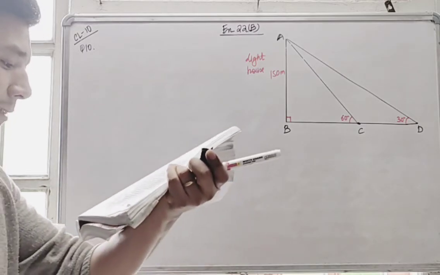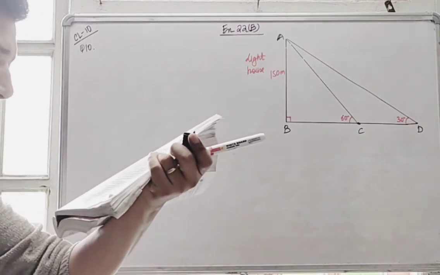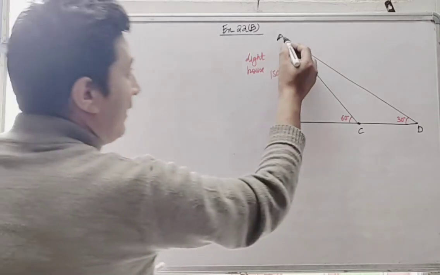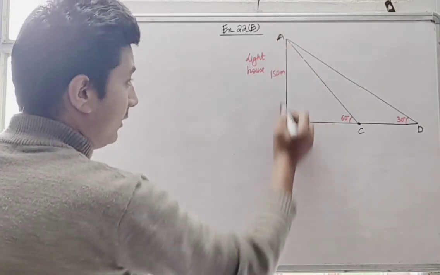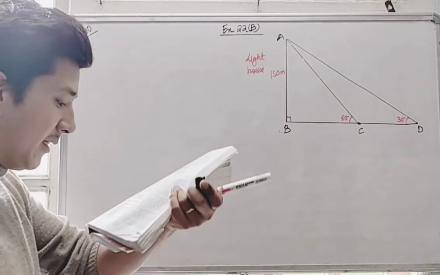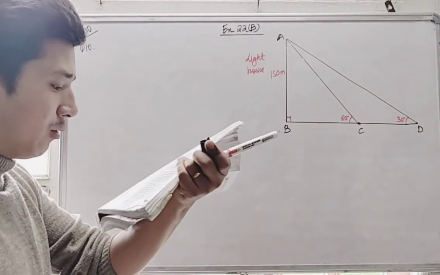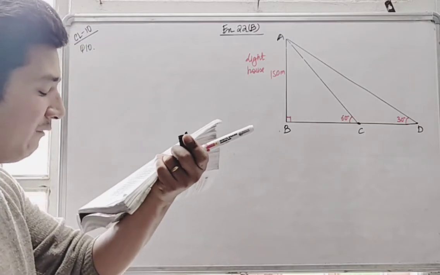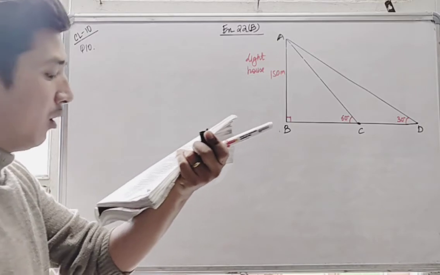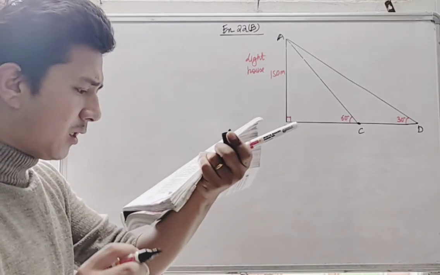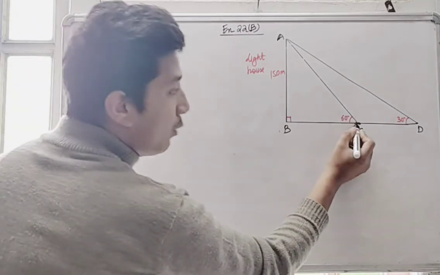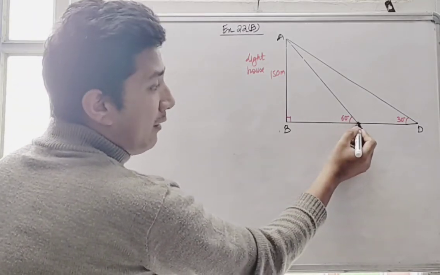The question says, a man in a boat rowing away from the lighthouse 150 meter high. So therefore, this is the lighthouse, boys, which is 150 meter high. AB is the lighthouse. A man in a boat rowing away from a lighthouse 150 meter height takes 2 minutes to change the angle of elevation of the top of the lighthouse from 60 degree to 45 degrees. So the man was out here.